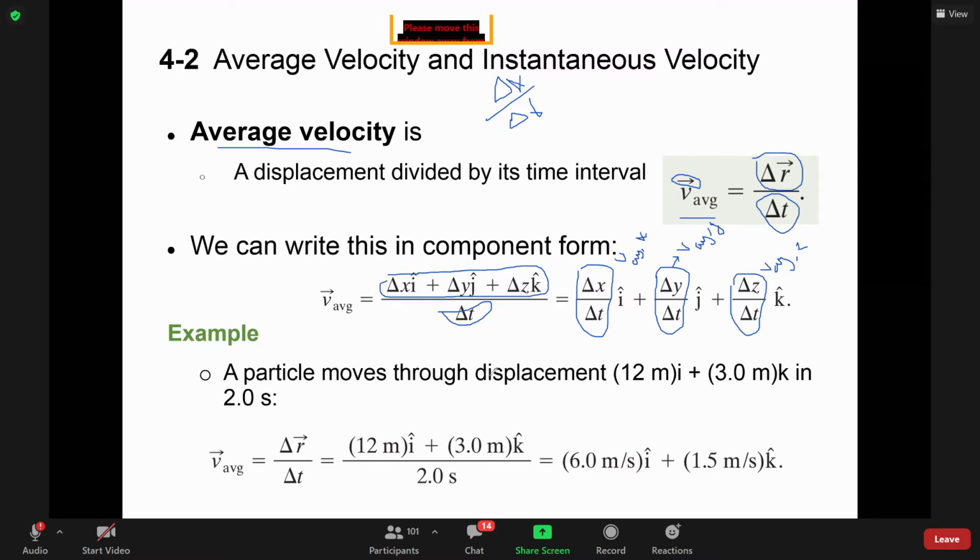For example, a particle moves through a displacement of 12 meter i hat, 3 meter k hat. So what happens to the j hat? It doesn't move along the j hat. So this motion is 2 dimensions. Which are these 2 dimensions? The x and z. So this particle is only moving in this plane. Again, this particle has a displacement of 12 i hat plus 3 meter k hat, meaning it's moving only in 2 dimensions. These 2 dimensions are the x and the z. So the particle is moving on this plane.